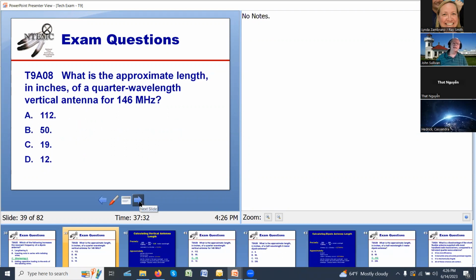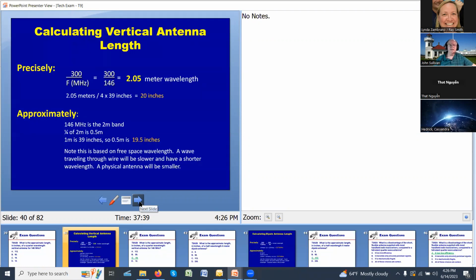What is the approximate length in inches of a quarter wavelength vertical antenna for 146 megahertz? Okay, so going back to that formula we had in one of the first slides, 300 divided by the frequency in megahertz, and we know the frequency in megahertz is 146, which gives you the wavelength in meters, approximately 2 meters, 2.05. A quarter wavelength vertical antenna is the wavelength divided by 4, times 39 inches to convert from metric, which ends up with 20 inches.